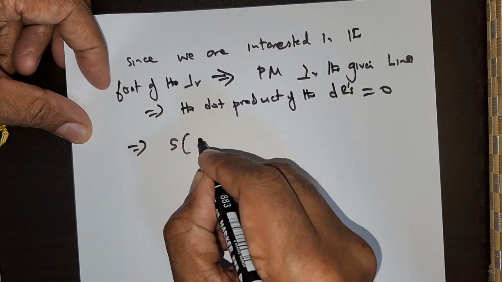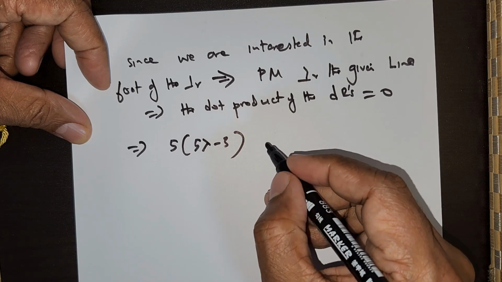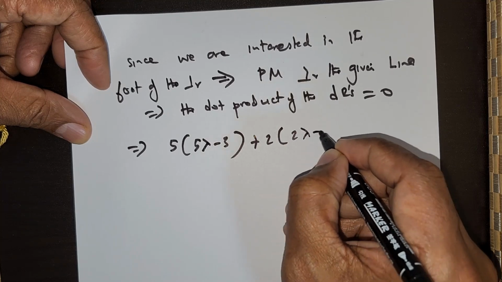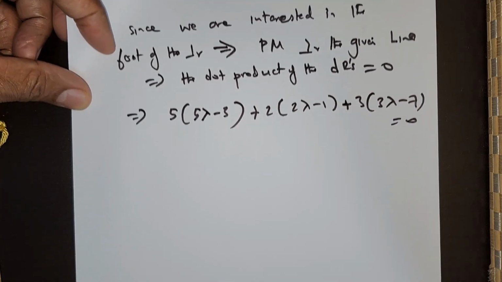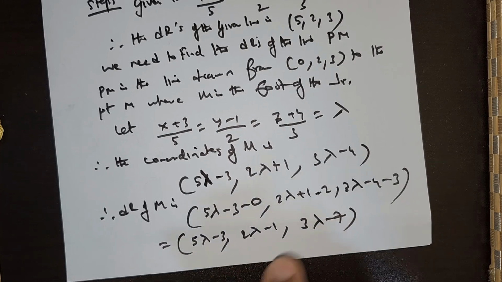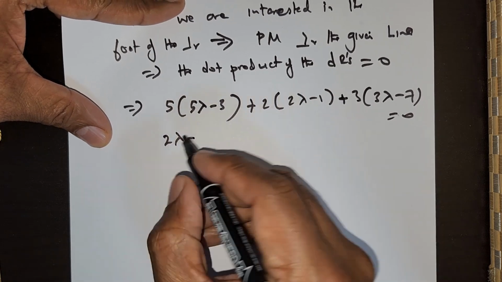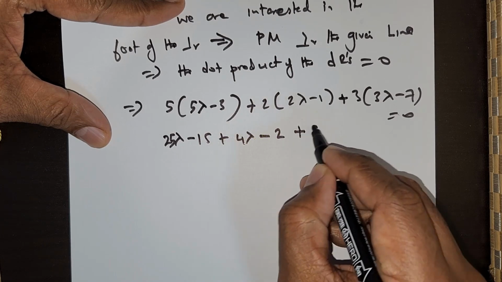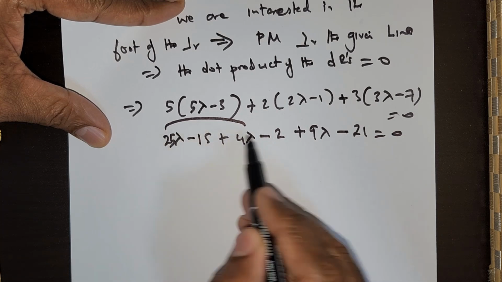So this would mean 5 times (5λ − 3), plus 2 times (2λ − 1), plus 3 times (3λ − 7), is equal to 0. Let me check one more time. So this is exactly what we have got. Take the dot product: 25λ − 15 + 4λ − 2 + 9λ − 21 = 0.